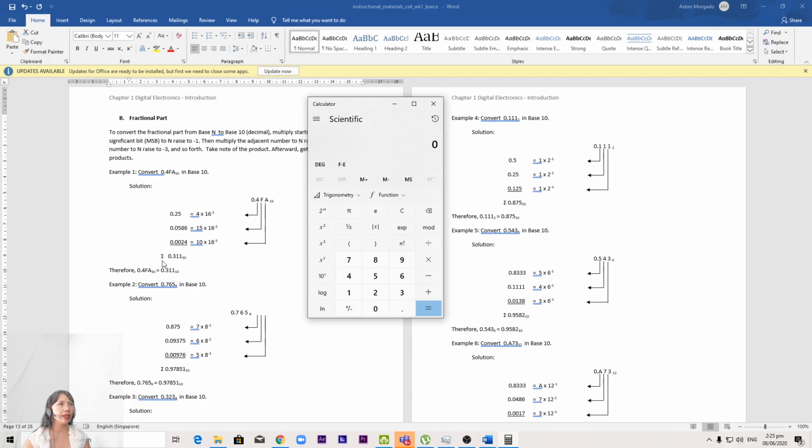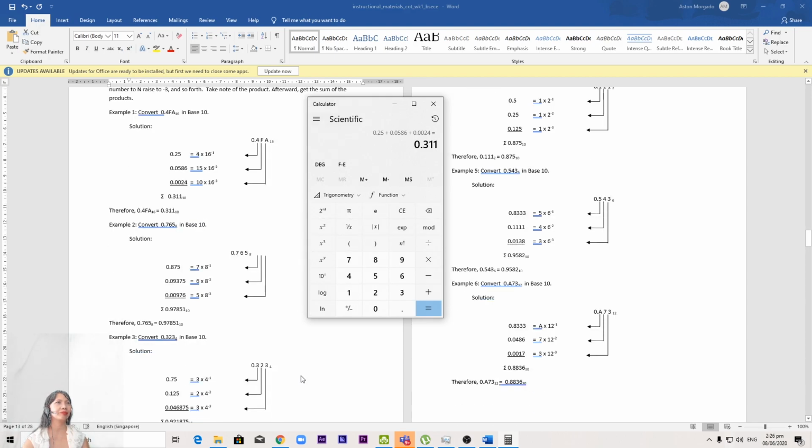Then you add. You get the summation. You have the epsilon here. Epsilon means you have to add, you have to get the sum. So 0.25 plus 0.0586 plus 0.0024. We have a sum of 0.311. Therefore 0.4FA base 16 is equal to 0.311 base 10.